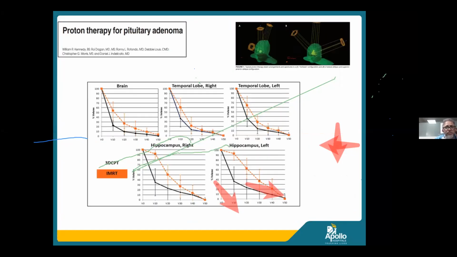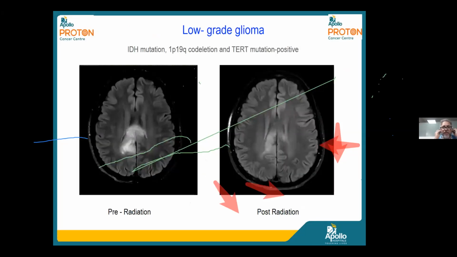Therefore, it is also an indication for another common sellar tumor, the pituitary adenoma. Sometimes we have to treat with radiation. If there is a residual tumor, a progressive tumor in a functioning adenoma where you would use photons, protons can achieve significantly superior dosimetry to the temporal lobes and to the hippocampus as compared to photon radiation therapy. It has also been extrapolated now to low-grade gliomas.